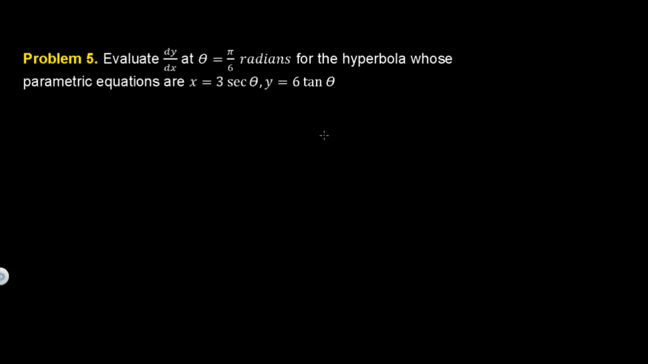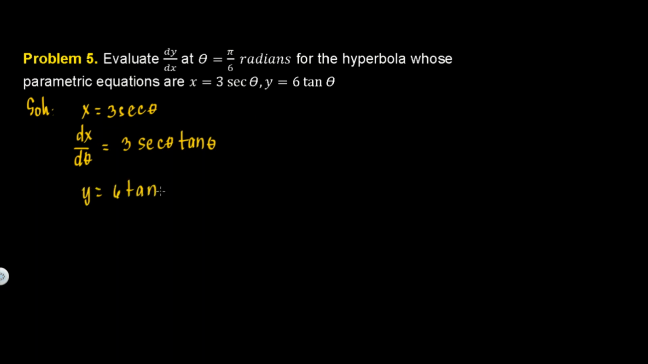Problem number 5. Evaluate dy over dx at theta equals pi over 6 radians for the hyperbola whose parametric equations are x equals 3 secant theta and y equals 6 tangent theta. Basta importante dito, marunong tayong mag-differentiate, no? So x equals 3 secant theta, so we have dx over d theta equals 3. The derivative of secant theta is sec theta tangent theta.